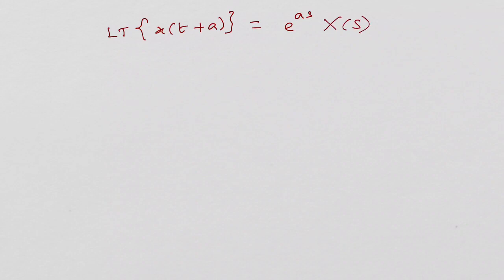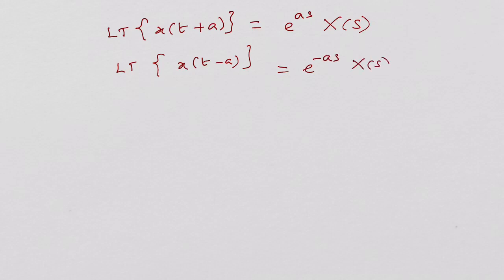Very good. This can even be modified into the other format also. Instead of advancement, if there is a delay, x of t minus a, if you have to find out the Laplace transform, you would say e power minus as into X of s. Agreed? So this is the essence of what property? Time shifting property. Let me move on to the next property.